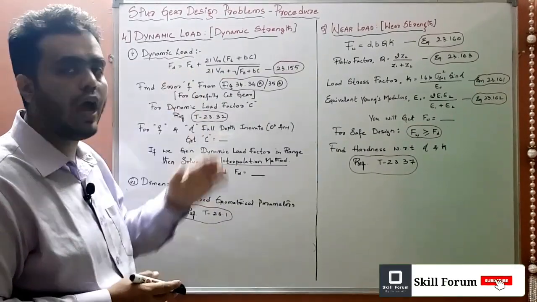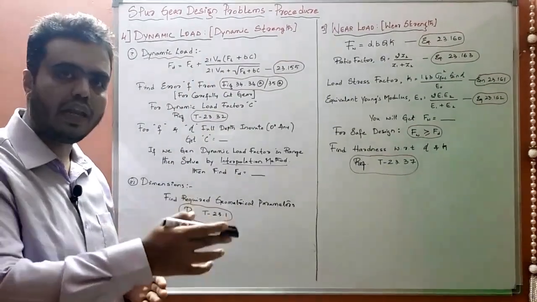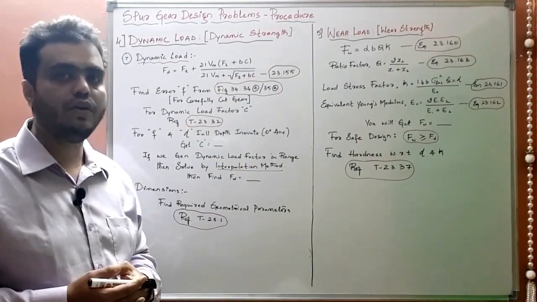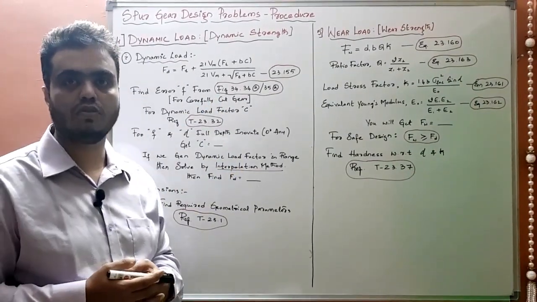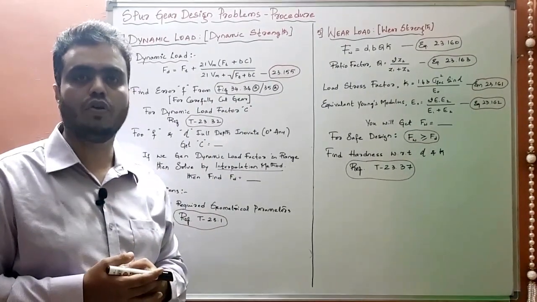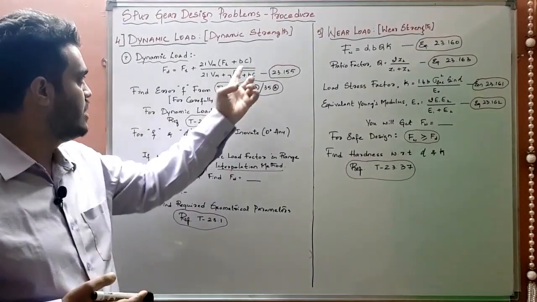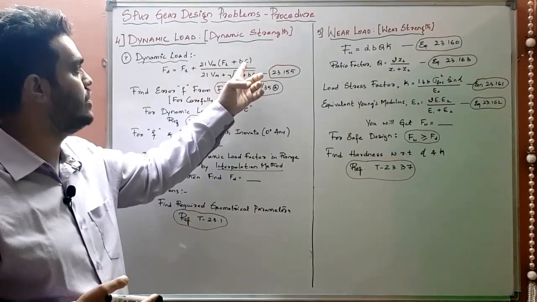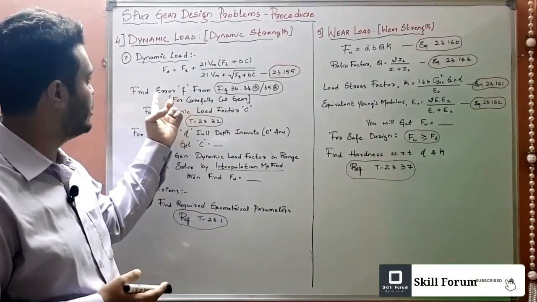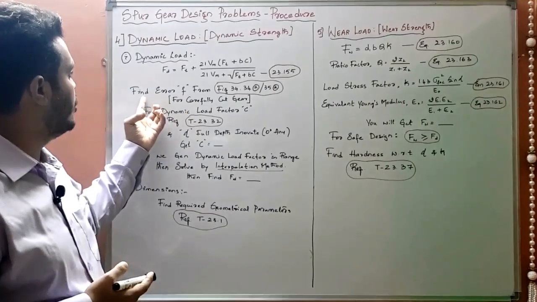As I told you, once you write the equation, you need to find out each parameter and analyze whether you have those data or not. Based on that you need to find out the required parameter. FT we already have, Vm we already have, that is the pitch line velocity factor, and B we already found out by using the equation I told you in the previous equations. In the whole equation you require only C, that is the dynamic load factor.